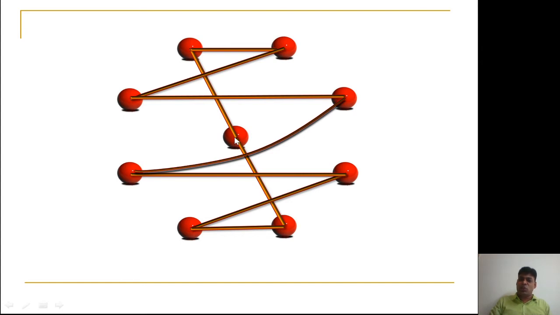Next observation, it starts from the central vertex and ends with the central vertex. So it is a closed path, meaning it's a circuit. And the next observation is that it covers all the vertices of this graph. That means it is a Hamiltonian circuit. Yes, it's a Hamiltonian circuit. So the first day arrangement gives you the first Hamiltonian circuit.